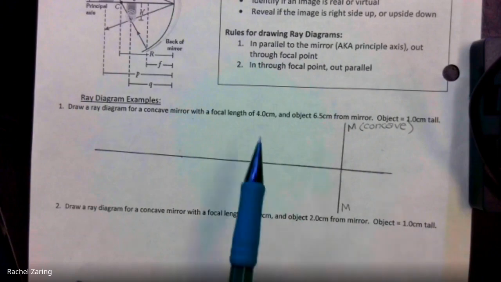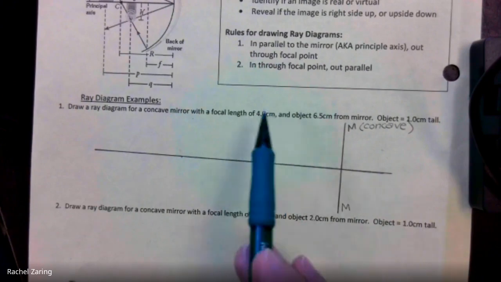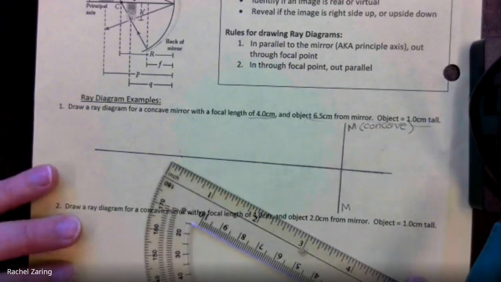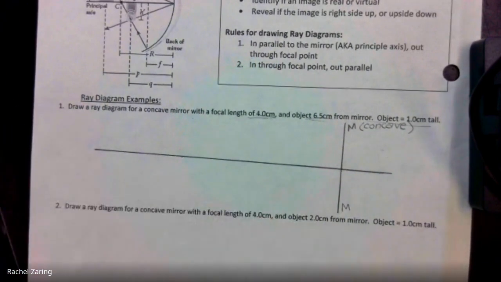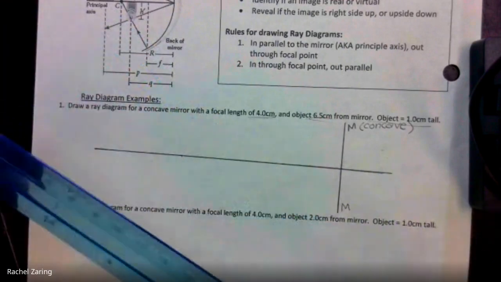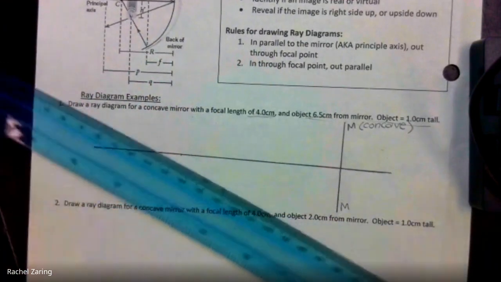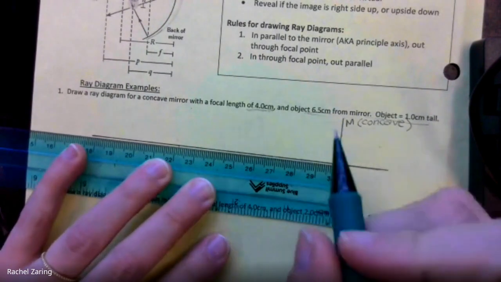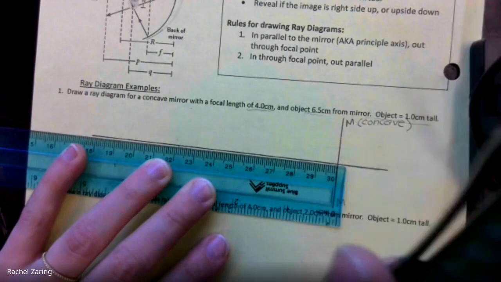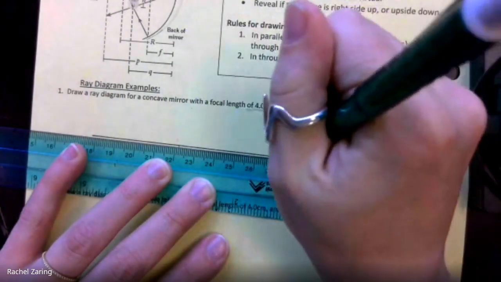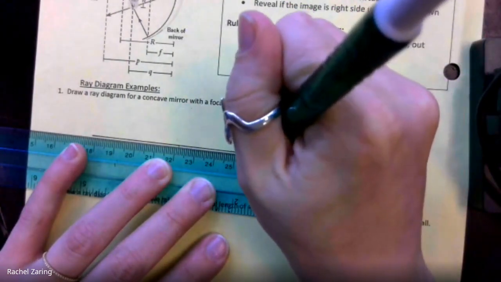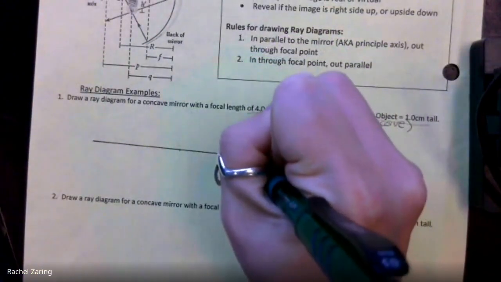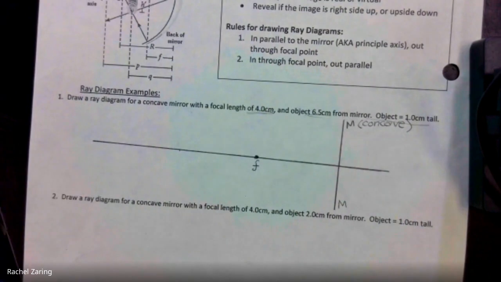So we have to actually measure and draw these different points on our diagram. Let's start with the focal length being 4 centimeters. We're going to measure 4 centimeters from where our mirror is: 1, 2, 3, 4. Place a dot. And your focal length is always drawn and represented by this curly F.